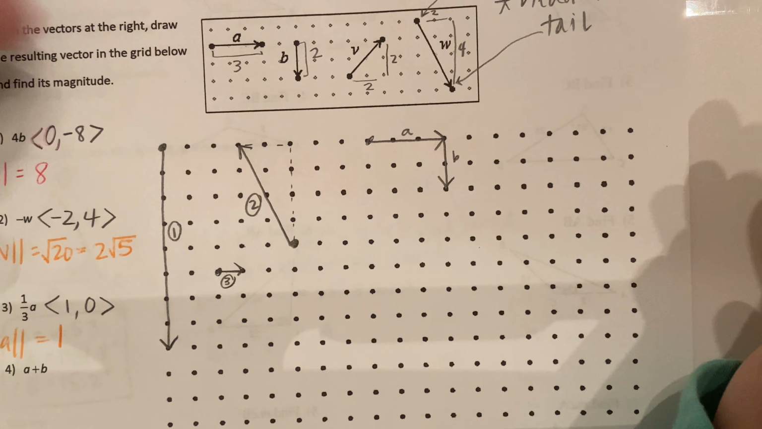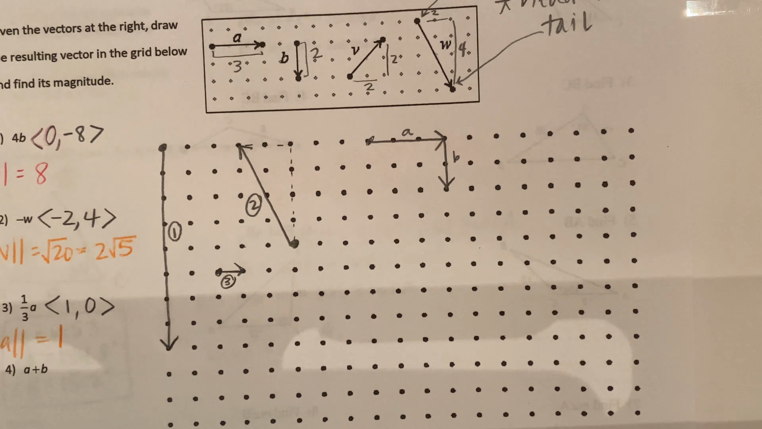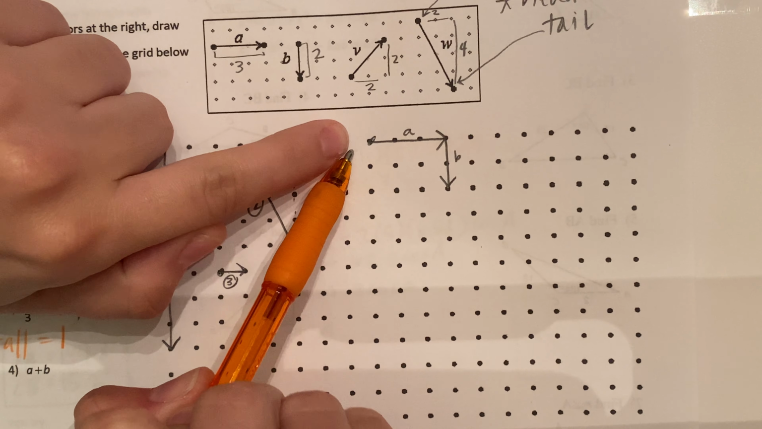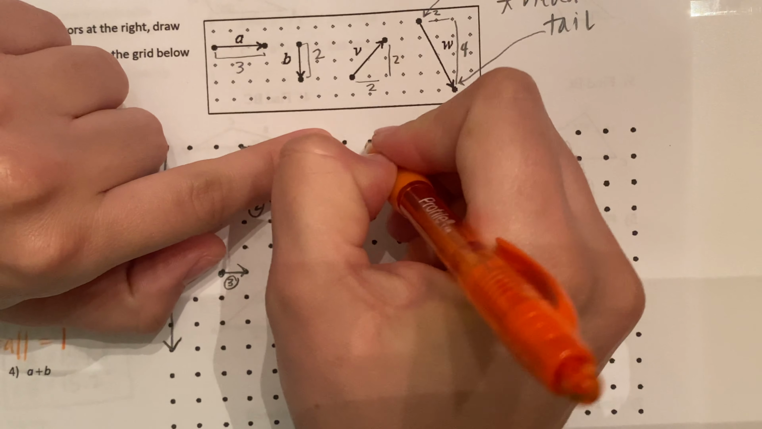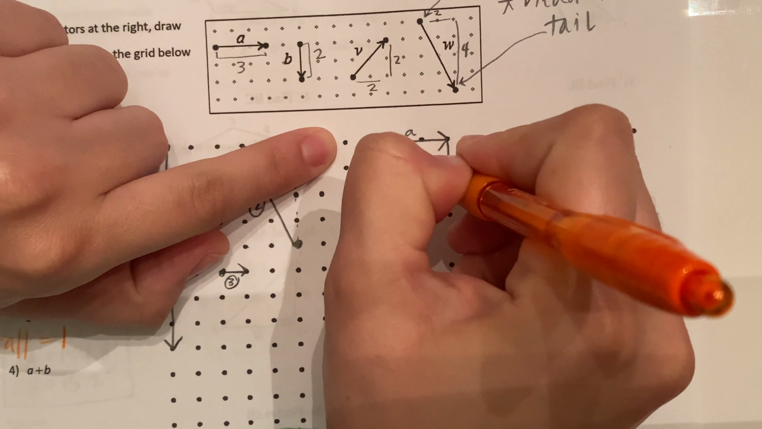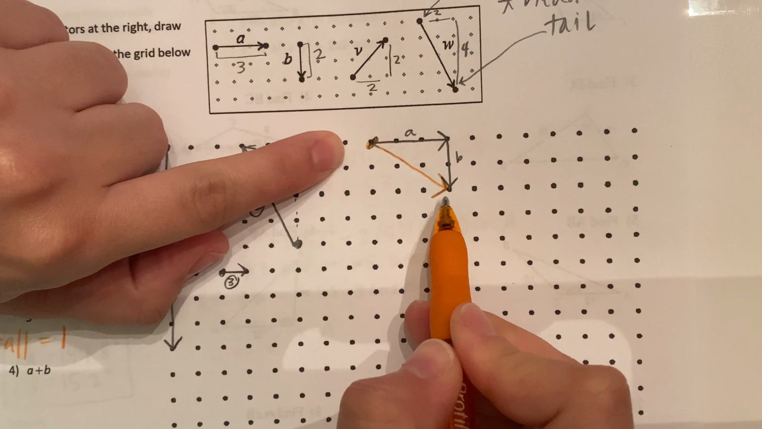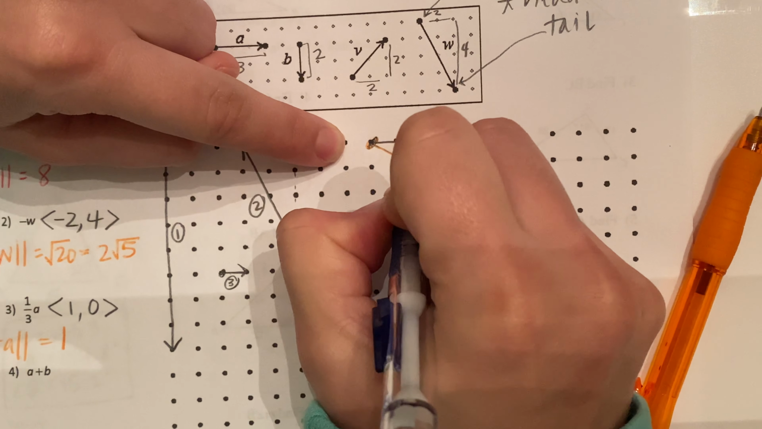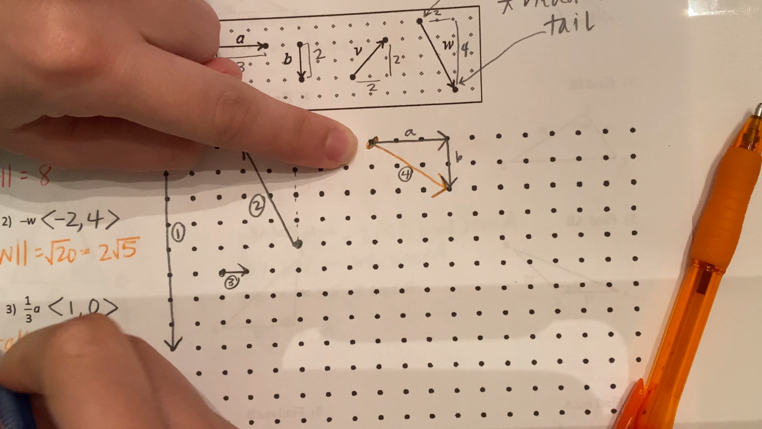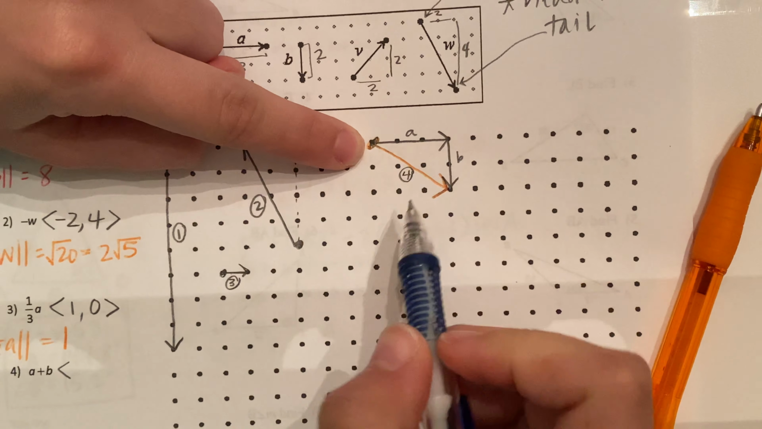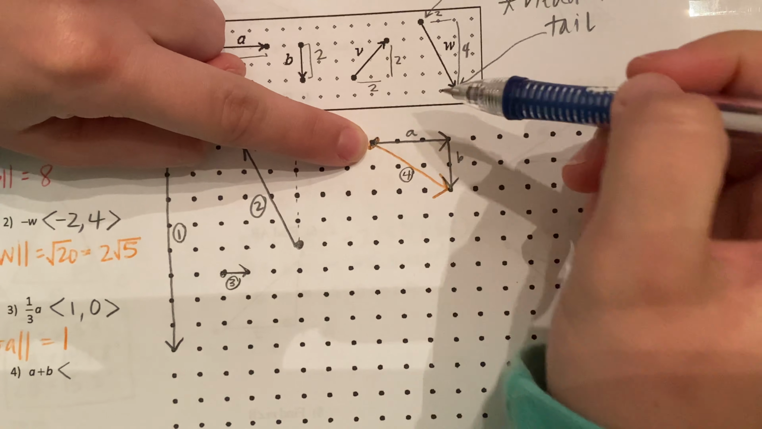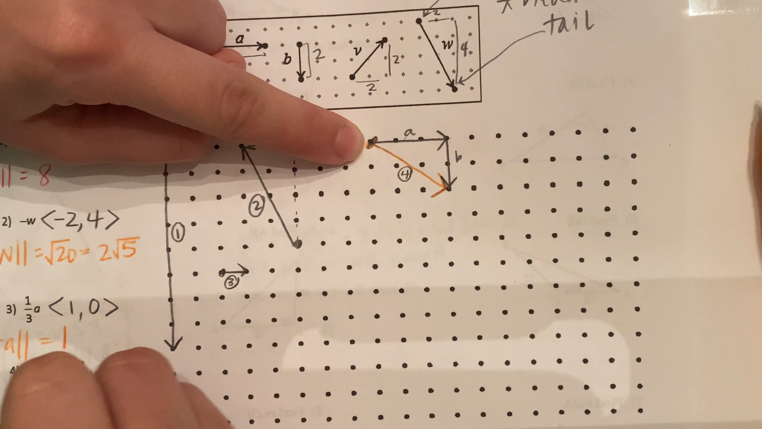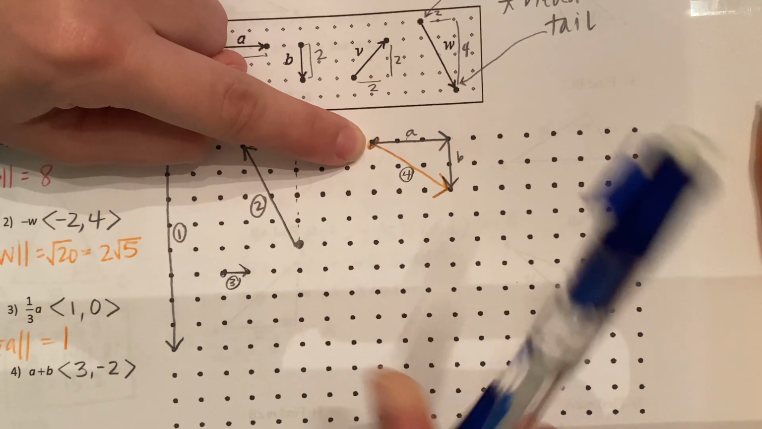Okay, when you connect them, you're going head to tail. However, your answer is the displacement, where you start to where you finish. I started here, I finished here, so this is the side my arrow is going to. This is number 4. Okay, so if I'm going to get my direction, we went right 3, down 2, so that's 3, negative 2.